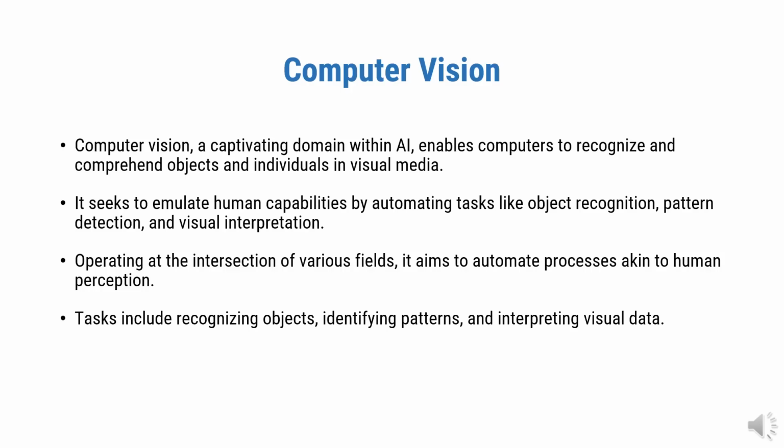Computer vision. Computer vision, a captivating domain within AI, enables computers to recognize and comprehend objects and individuals in visual media. It seeks to emulate human capabilities by automating tasks like object recognition, pattern detection, and visual interpretation. Operating at the intersection of various fields, it aims to automate processes akin to human perception. Tasks include recognizing objects, identifying patterns, and interpreting visual data.